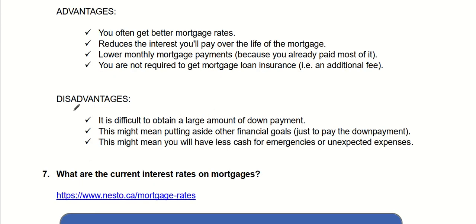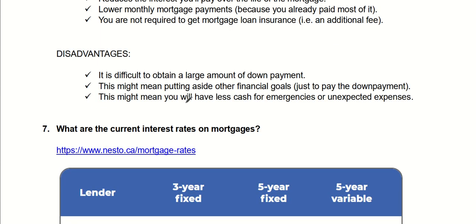Now, what are the disadvantages? Well, not everybody has a large down payment. So it can be difficult to get that money. It might put aside other financial goals, so these are just minor inconveniences in the sense that it's difficult to save that money because down payments can be quite large. It's a lot of money. So it's sometimes hard to get that money. That's basically the disadvantage in a nutshell.